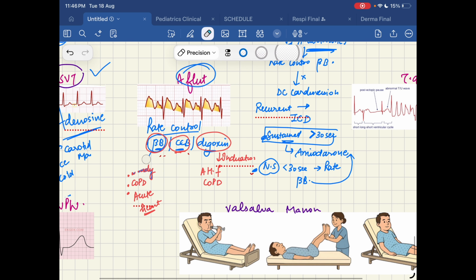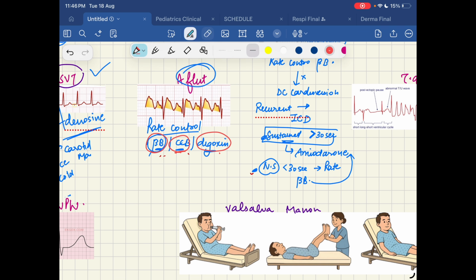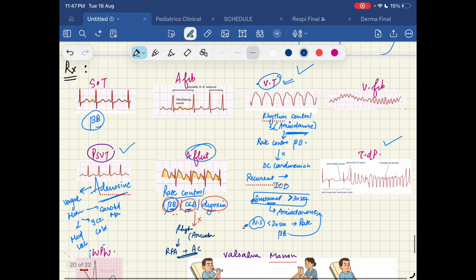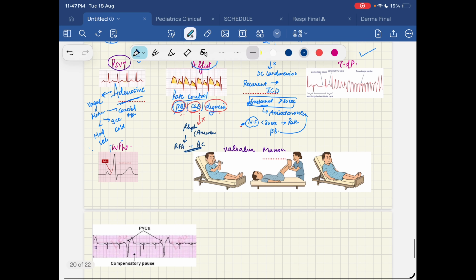And let's just move on after the rate control. See, if the rate control is not helping the patient, what you do is you go for rhythm control with the help of amiodarone. And if it is still not improving, you go for some radiofrequency ablation or anticoagulation. That's just beyond our scope right now. For atrial fibrillation, we'll have a very separate video where we'll discuss all the treatments, because atrial fibrillation in itself is a very extensive topic that needs more discussion, right? And let's just proceed to our next topic.